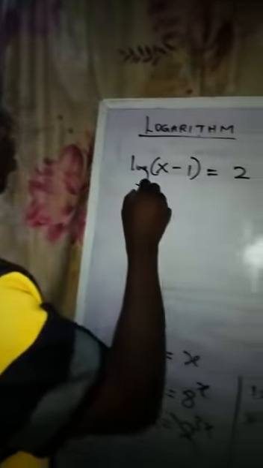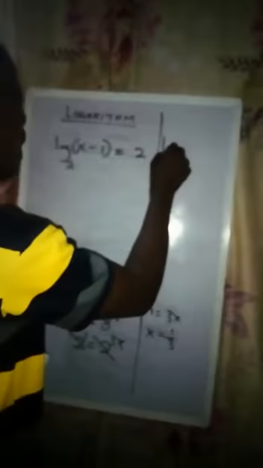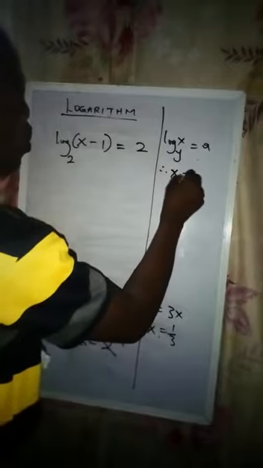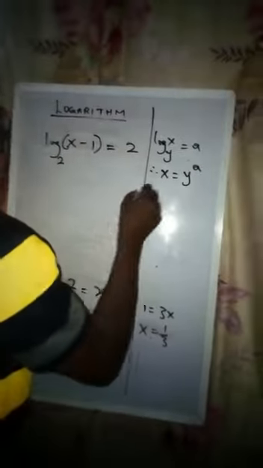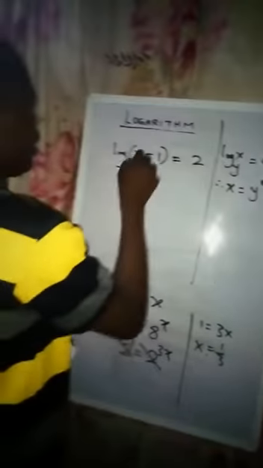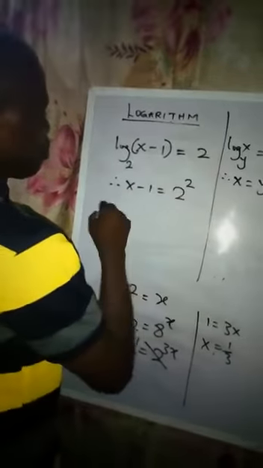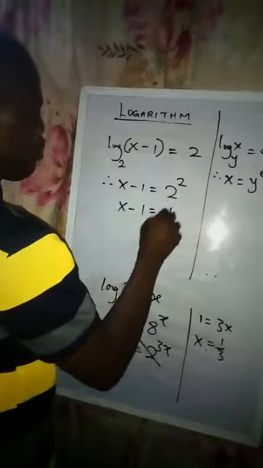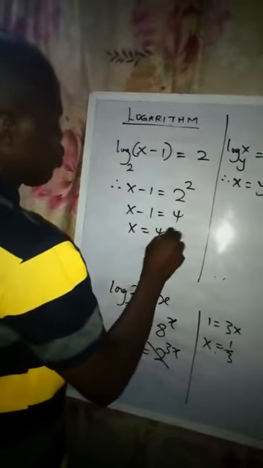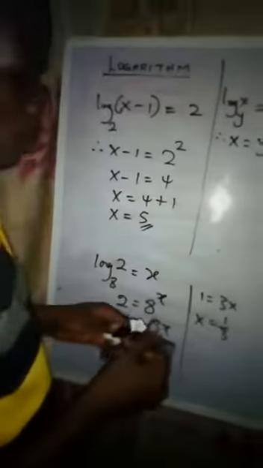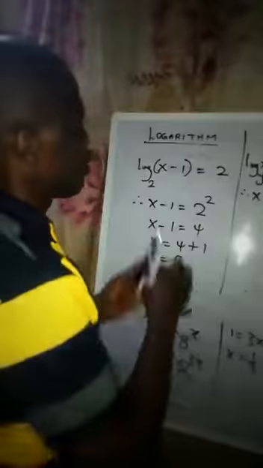For you to solve this, let us assume that we have base 2 here. Since we have base 2, you apply the law that says log x base y is equal to a, therefore x equal to y raised to the power of a. So if we have this, we apply it here. Therefore, we have x - 1 equal to 2 raised to the power of 2. x - 1 equal to 4, x equal to 4 + 1, x will give us 5. So that is a simple way of solving this logarithm equation.